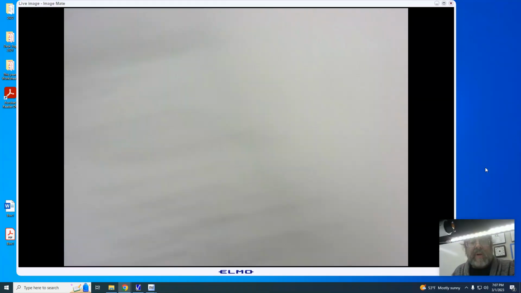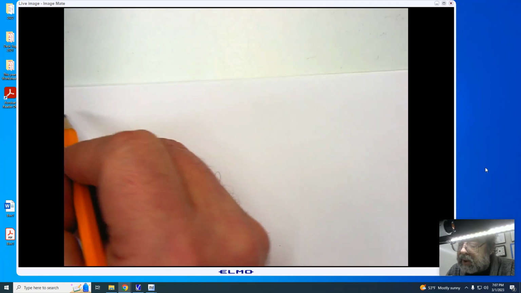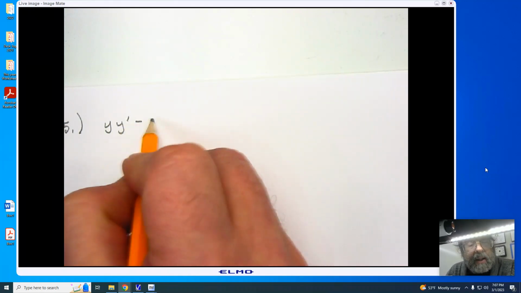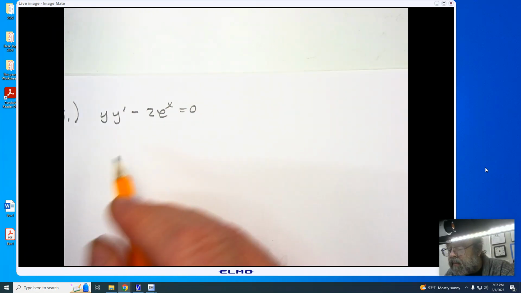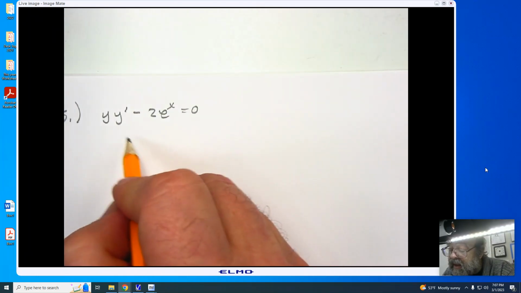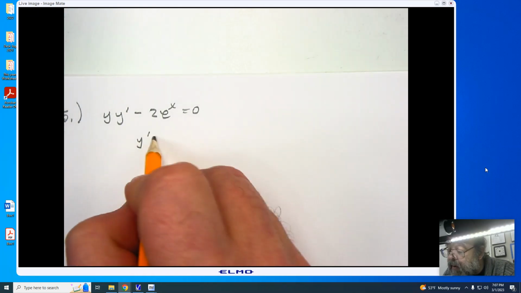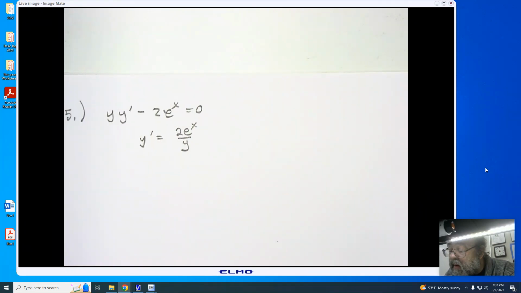This will bring us to number 15. Now, number 15 is asking us to find a particular solution. They give us the equation of y prime minus 2e to the x equaling 0. And we want to make sure that we get everything to one side, leaving our y prime alone. So start by solving for y prime. You're going to end up with 2e to the x divided by y.